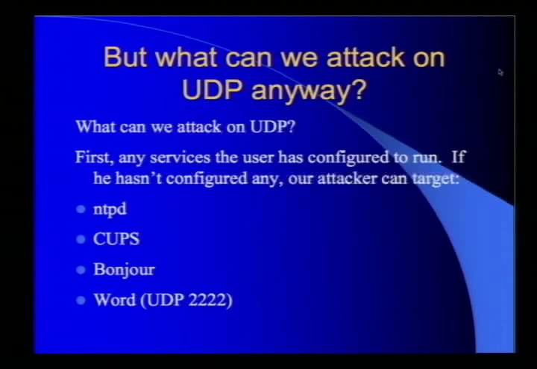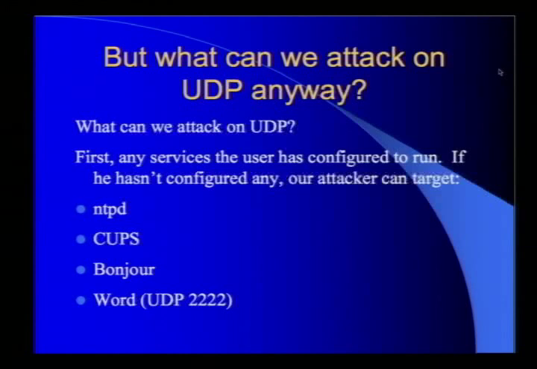Okay, but most of you are saying, well, it's UDP, Jay. What do you care about UDP? I mean, what's really on it? Okay, well, what's on UDP first? Anything that the user's actually configured to run on UDP, but beyond that, there are some default services, and these are the things that I'm bringing exploits for. I mean, these are the things that the baddies are bringing exploits to DEF CON for.